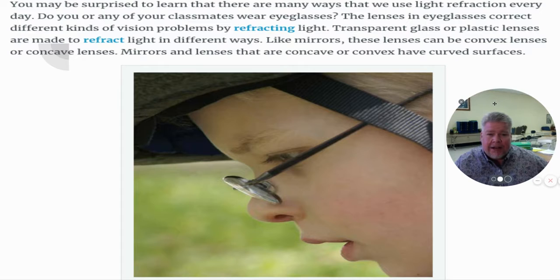You may be surprised to learn that there are many ways we use light refraction every day. Do you or any of your classmates wear eyeglasses? I've got some right here.